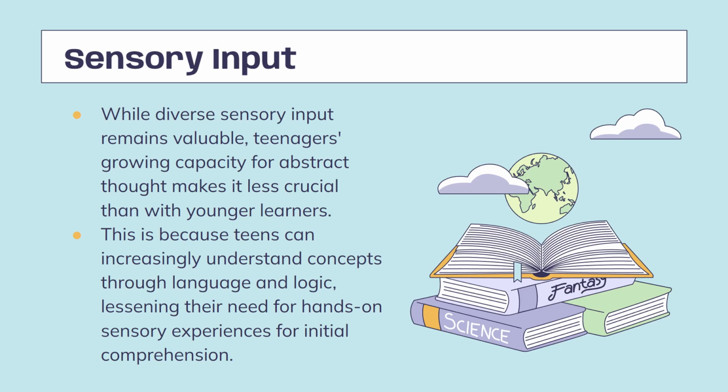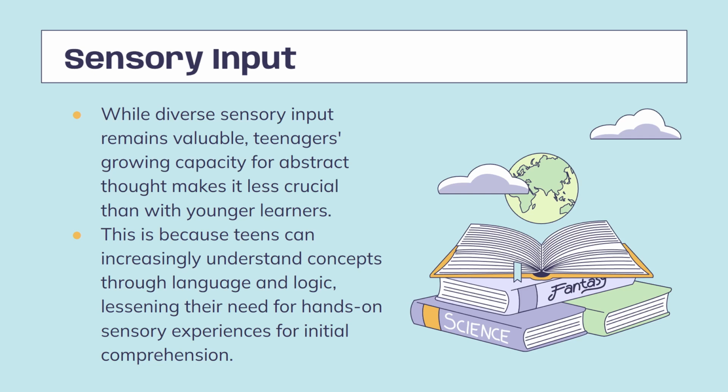So now let's move to the next point, which is sensory input. As you can see here, while diverse sensory input remains valuable, teenagers' growing capacity for abstract thought makes it less crucial than with younger learners. It means when children are young, they need to see, touch, and experience things directly to really understand them. For example, counting blocks to learn numbers.